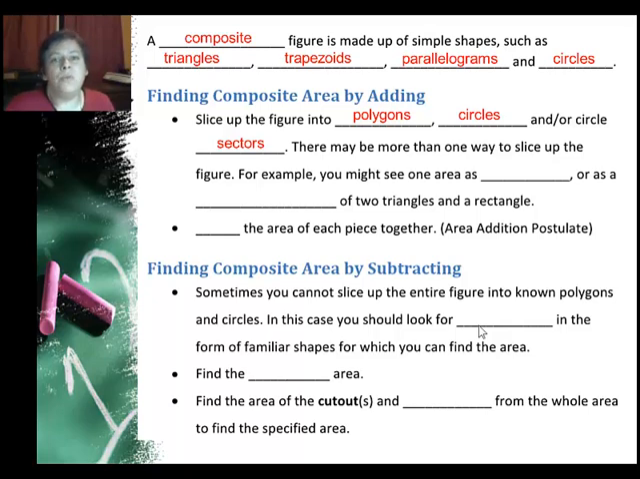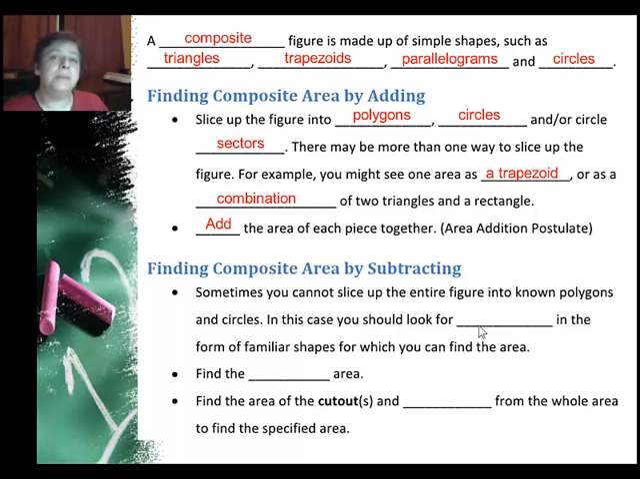Now, there can be more than one way to slice up a figure. You can see a more complex polygon or a simpler polygon. So, for example, you could see a trapezoid and just find the area of the trapezoid. But let's say you have a fear of trapezoids and you say, oh, I'd much rather do two triangles and a rectangle. Both ways will work. Honestly, the trapezoid will be faster. Once you find the area of each of the pieces, then you just add the areas together. That's called the area addition postulate.